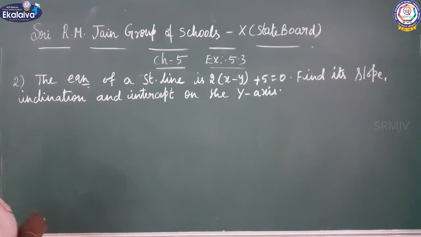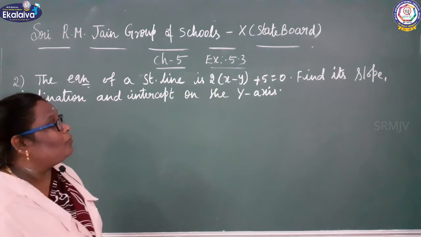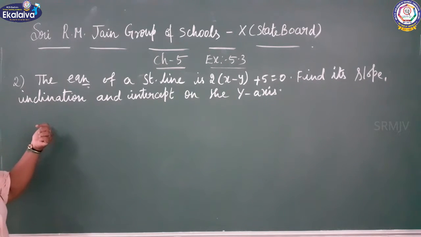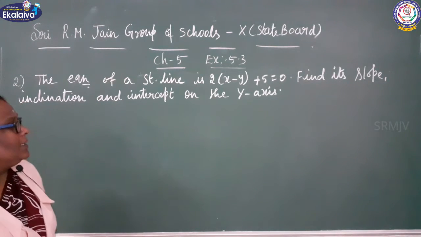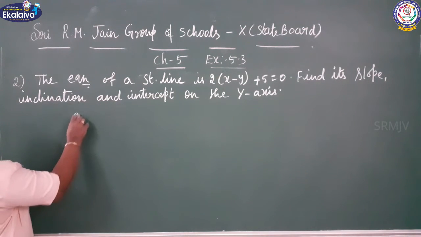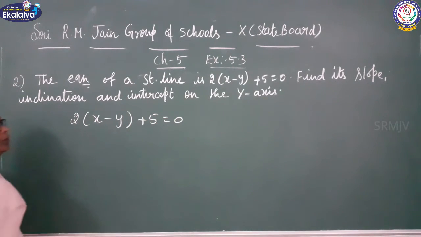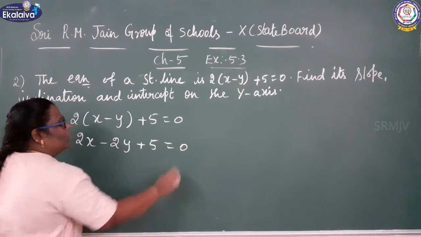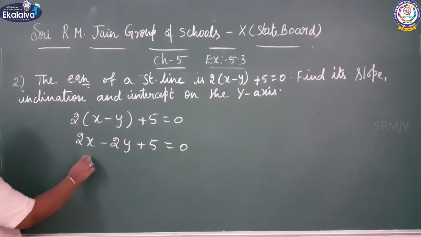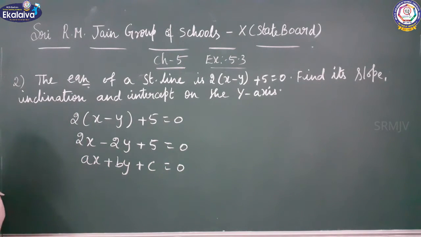See the second sum. The equation of a straight line is 2 into x minus y plus 5 equal to 0. Find its slope, inclination, which is nothing but the tan theta value, and intercept on the y-axis. Take the equation 2 into x minus y plus 5 equal to 0, that is 2x minus 2y plus 5 equal to 0. It's nothing but ax plus by plus c equal to 0.